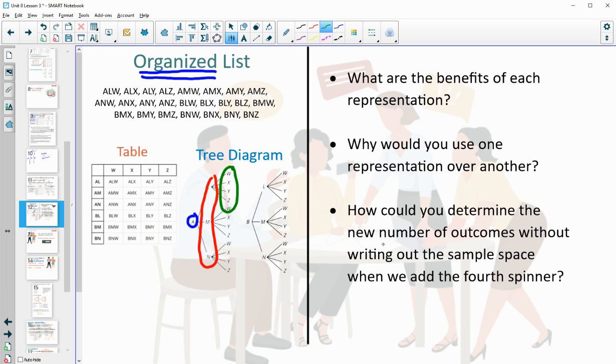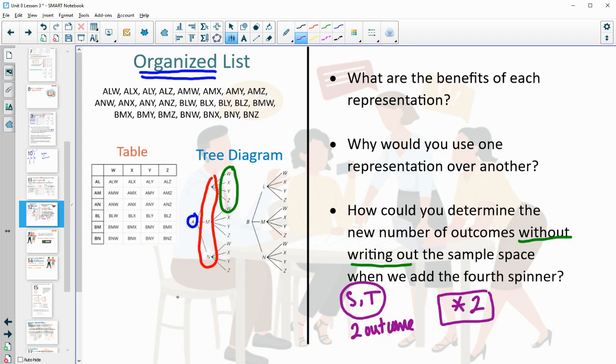And then how could you determine the number of new outcomes without writing out the sample space? So without writing this all out. So for this one, we said we added an S and a T, right? So this new spinner had 2 options. So 2 new outcomes. And so that's going to double, okay? Or we multiply by 2 because we added in 2 new outcomes. So you just multiply by the new number of options.